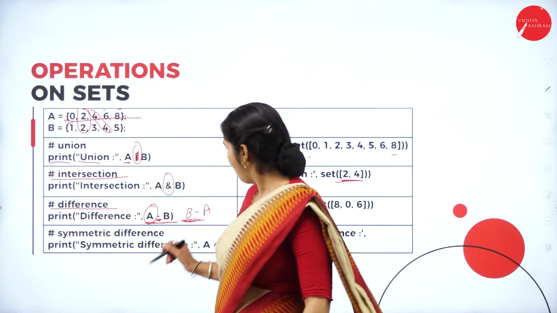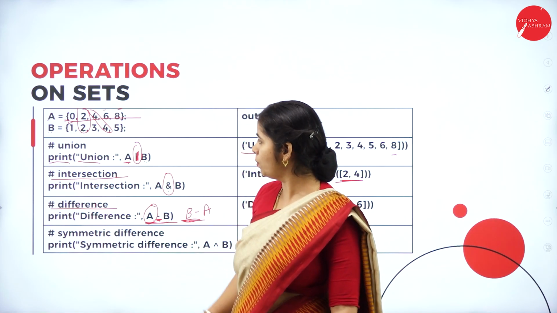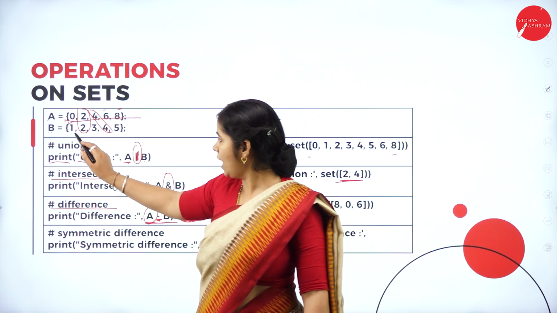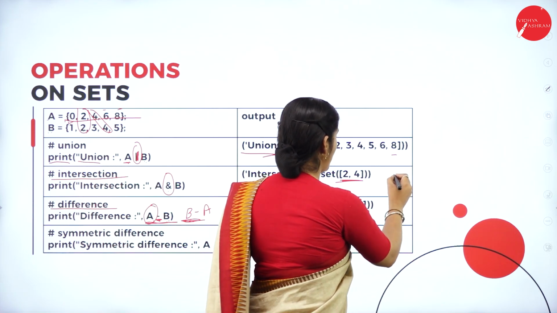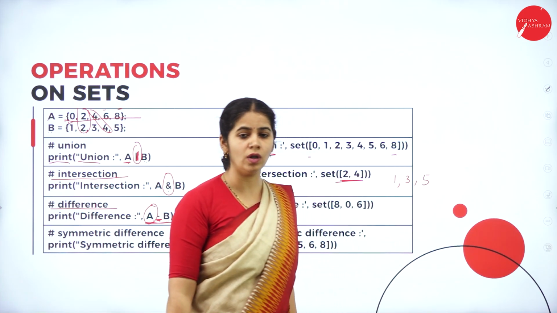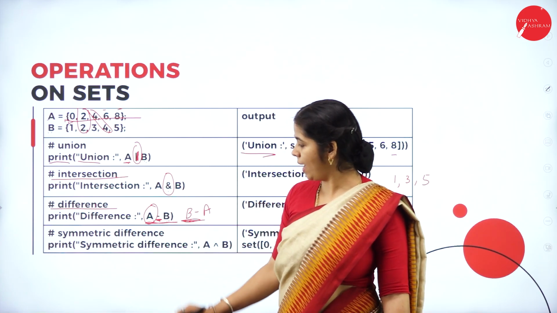What if it is B minus A? What is it supposed to print? Except 2 and 4, from the elements of the set, it can print 1 and 5. These are all the elements for B minus A.